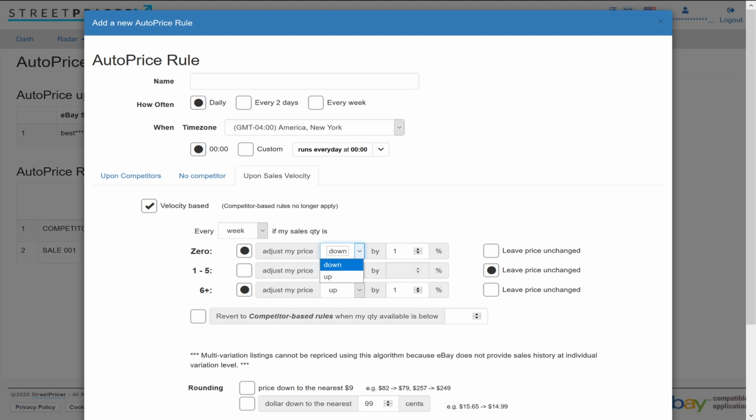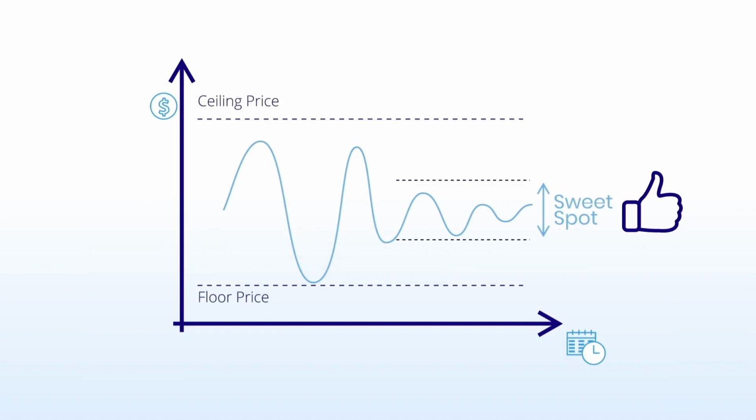If you're selling between, say, 1 to 5 in that period, you may choose to leave the price unchanged. If you sell more than 5, you may want to increase your sale price until you find the optimal price point for your item. And with this option here, you can revert to competitor repricing when your inventory drops below a certain quantity. Therefore, it's an inventory management tool as well as a repricing tool. Whether it's competitor or velocity based, all price revisions are always within the boundaries of the floor and ceiling price of each item.